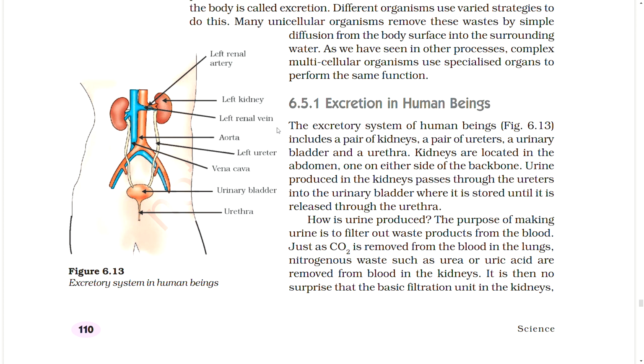The purpose of making urine is to filter out waste products from the blood. Just as carbon dioxide is removed from the blood in the lungs, nitrogenous waste such as urea or uric acid are removed from the blood in the kidneys. It is then no surprise that the basic filtration unit in the kidneys is a cluster of very thin-walled blood capillaries.